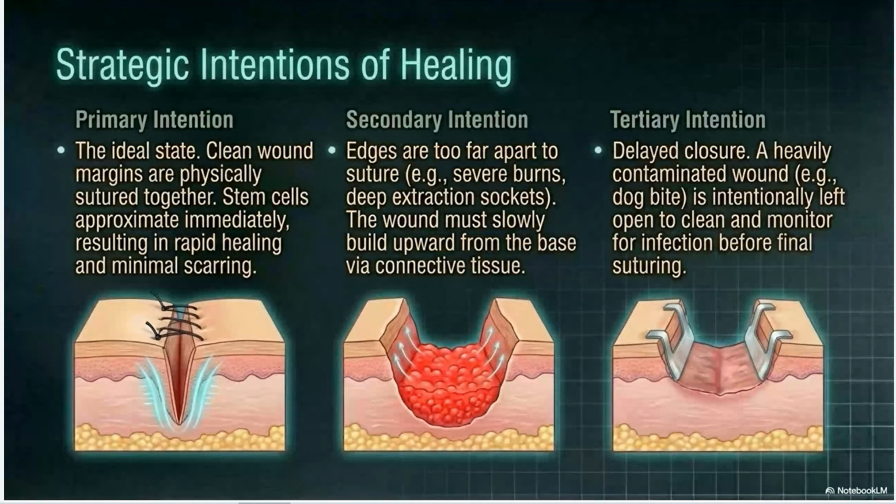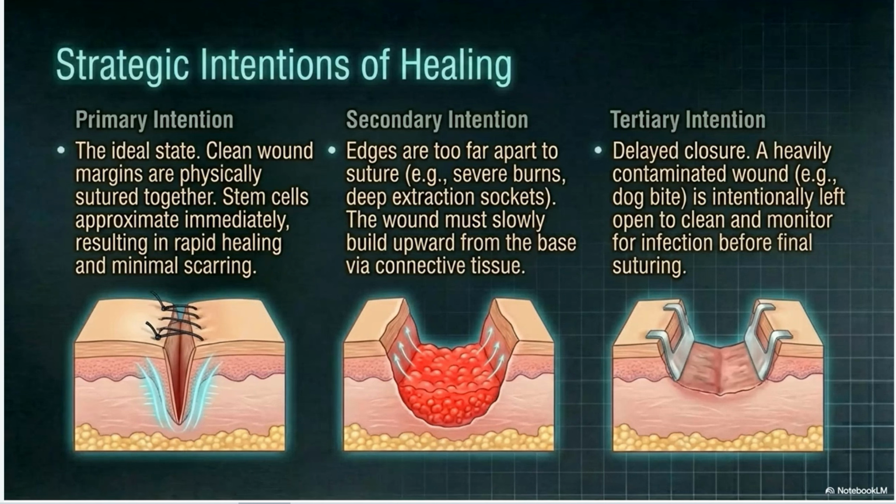Strategic intentions of healing. This slide introduces the concept of wound healing strategies, also known as healing by primary, secondary, and tertiary intention. These categories describe how surgical wounds close and repair themselves after tissue injury. Primary intention occurs when the wound edges are brought together directly using sutures, staples, or adhesive closures. Because the edges are closely aligned, healing occurs relatively quickly with minimal scar formation.